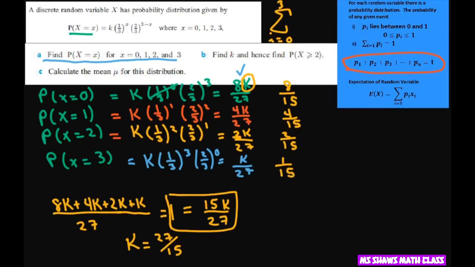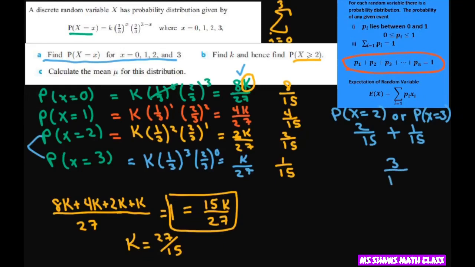And then it said find the probability for x is greater than or equal to 2. That means these two. So you just add those up. So it's the probability of x equals 2, or probability of x equals 3. So or means add, and the 3 is 1/15th. So that's going to give you 3 divided by 15, which equals 1 divided by 5.